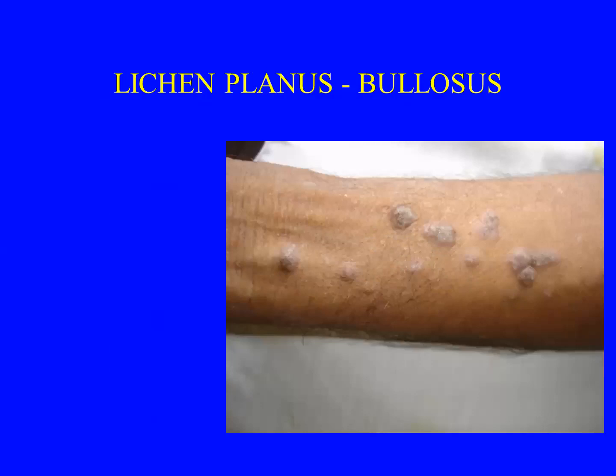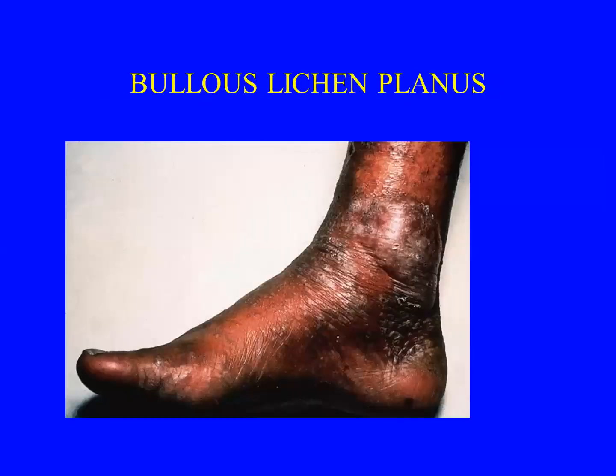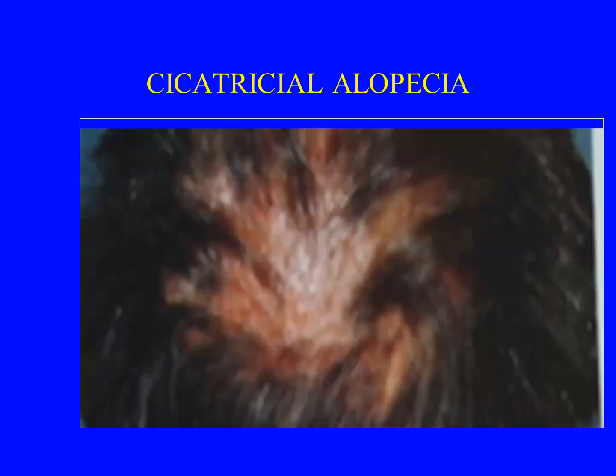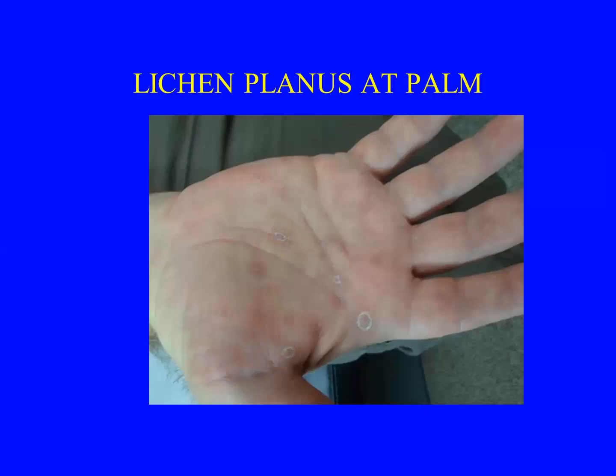Bullous lichen planus. There is a bulla formation, and it is actually lichen planus, and not any other bullous disorder. Bullous lichen planus, another example, you can see the lateral malleolus. Lichen planus present on the penile area. Annular lesion at the shaft of the penis. Cicatricial alopecia, or lichen planopilaris, or follicular lichen planus, and there is permanent hair loss in this condition.